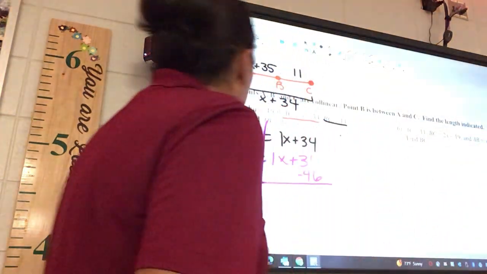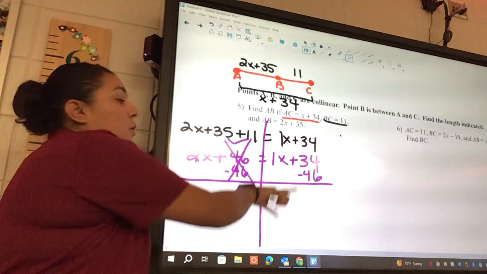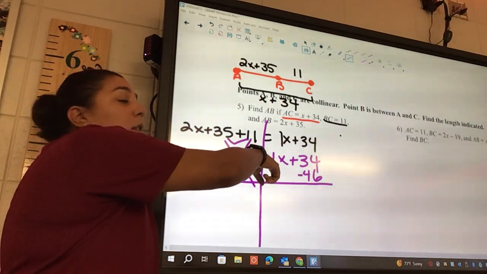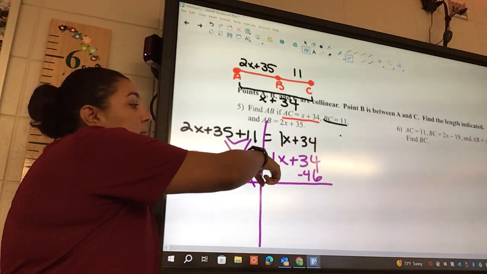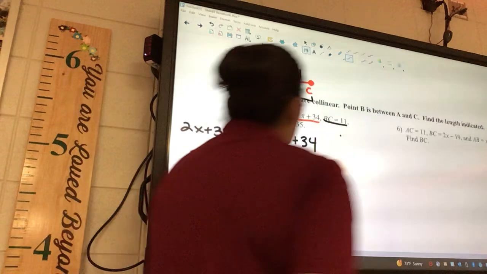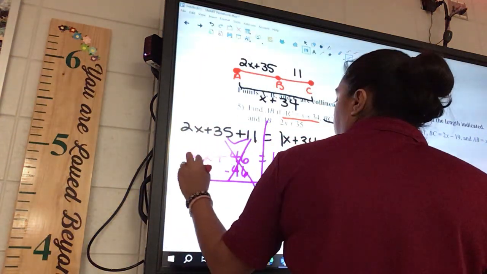Okay, and again, we've already checked the 2, so we don't need to go back. We just keep going this way. Okay, 1x, is that a letter or a number? A letter. And where is he right now? He's on the right. And where should he be? On the left. So that means that one needs to move. So minus 1x, minus 1x.